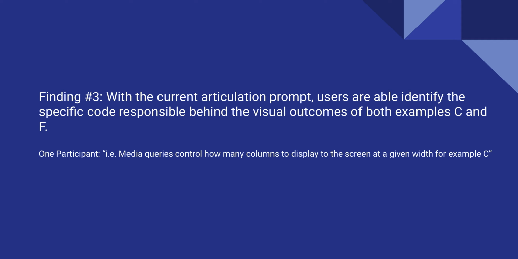Finding number 3 is that with the current articulation prompt, users are able to identify the specific code responsible behind the visual outcomes for both examples C and F. Part of this is that the articulation prompt prompts the user to focus a lot more on the code than the visual output. So one participant successfully identified, at least more generally, that media queries control how many columns to display on the screen for a given width, for example C.